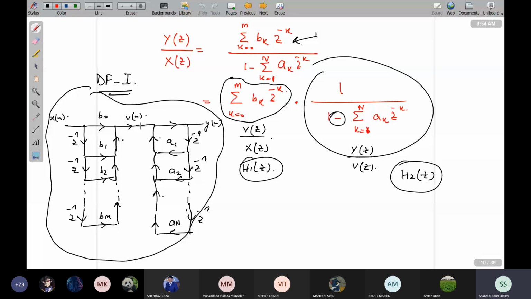Similarly, v(n) goes inside this structure, and here you get y(n − 1) multiplied with a1, y(n − 2) multiplied with a2, and y(n − N) multiplied with a_N, and you add all these terms to get y(n) again. So here v(n) is the input and y(n) is the output. This portion is related to the denominator.